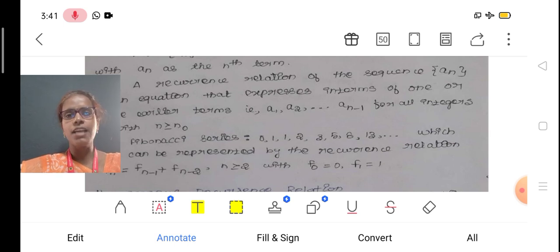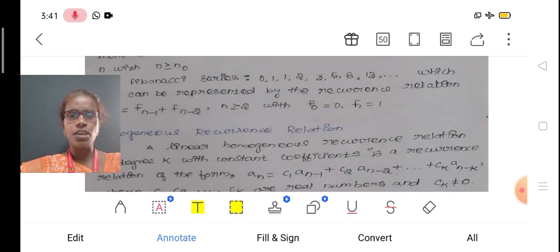One example is the Fibonacci sequence, which is 0, 1. If we have 0 and 1, we can write the remaining series of numbers. It is represented in the form f_n equal to f_(n-1) plus f_(n-2), n greater than or equal to 2, with the condition f_0 equal to 0 and f_1 equal to 1.